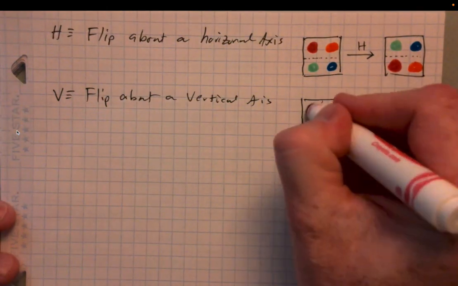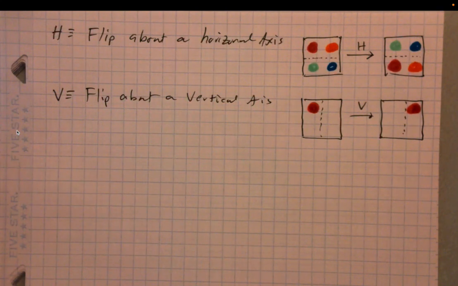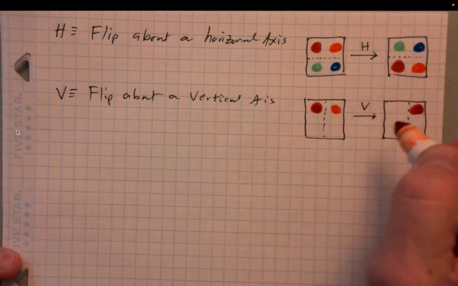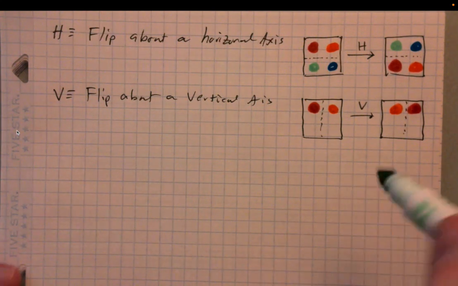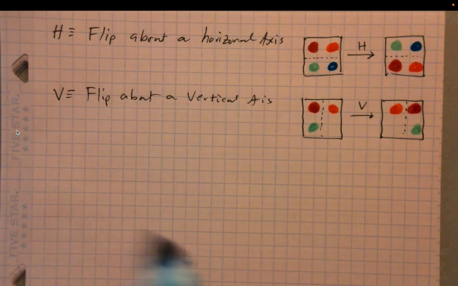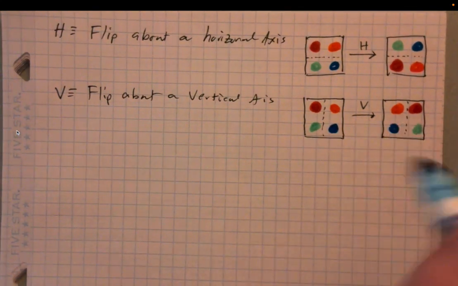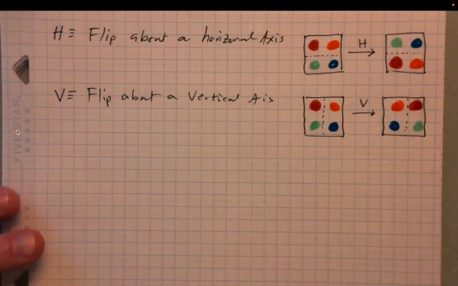All right, and so your pink starts out here, and it flips over to here. And orange starts out here, but it flips over to here. Okay, green starts here and ends up over here. And blue is here and goes to here. All right. And so that's a vertical flip.